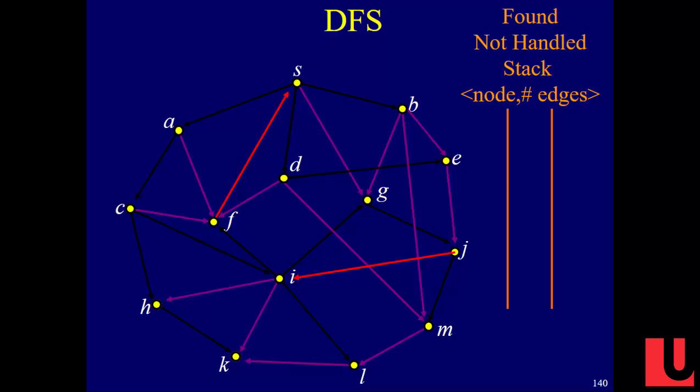Yeah? What was the significance of the number of edges? Here are the number of edges. What is the significance? Why are we keeping those? Oh, it tells us how many edges we've handled already. Right, so here, from B, if we go back to here, we've handled 0 of B's edges. Then we handle B's first edge. Then we handle B's second edge. Then we handle B's third edge. Then we're done with B, so B comes off the stack.